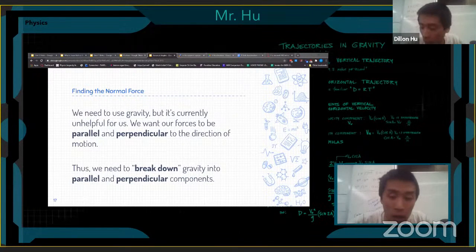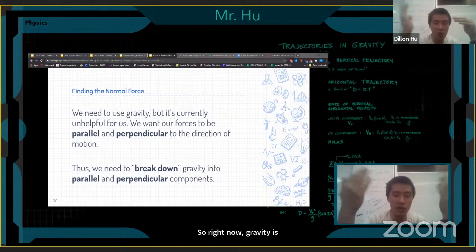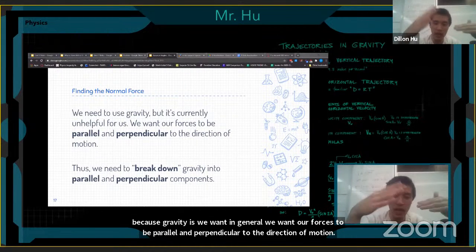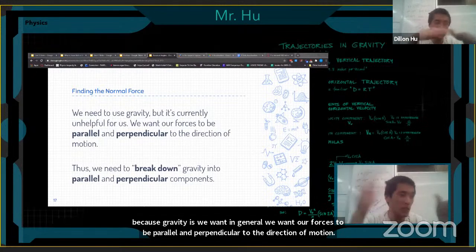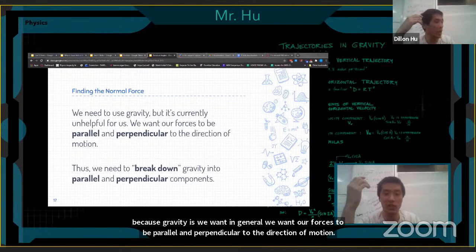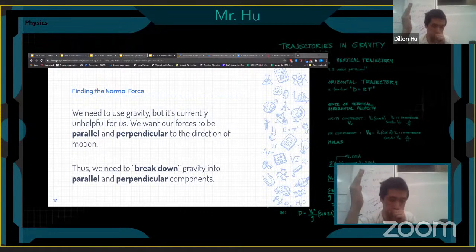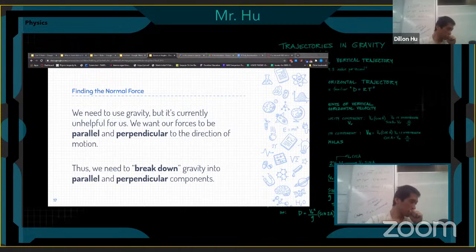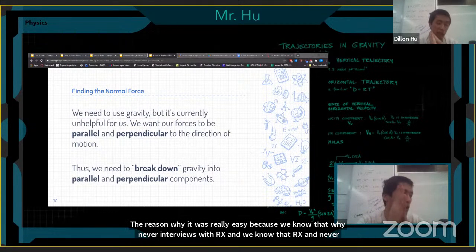That's not very helpful because when we worked with X's and Y's, the reason it was really easy is that Y never interferes with our X, and our X never interferes with our Y. So we can set them up separately and work with each thing separately. But here, because gravity has an angle, gravity technically has an impact on both our parallel and our perpendicular directions of motion. So in order to make gravity helpful, we have to break down gravity into parallel and perpendicular components.